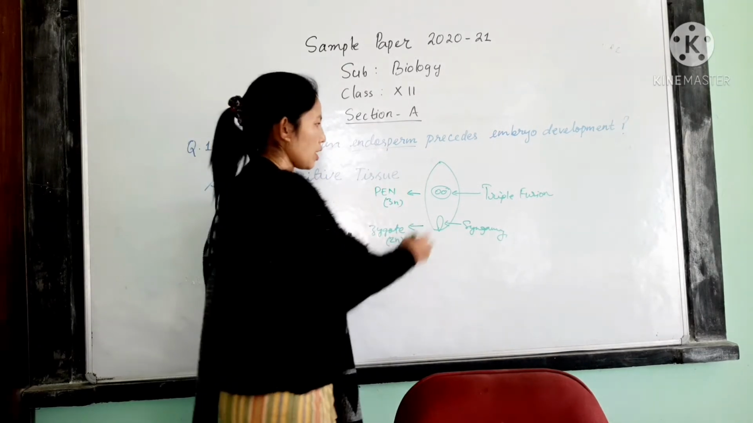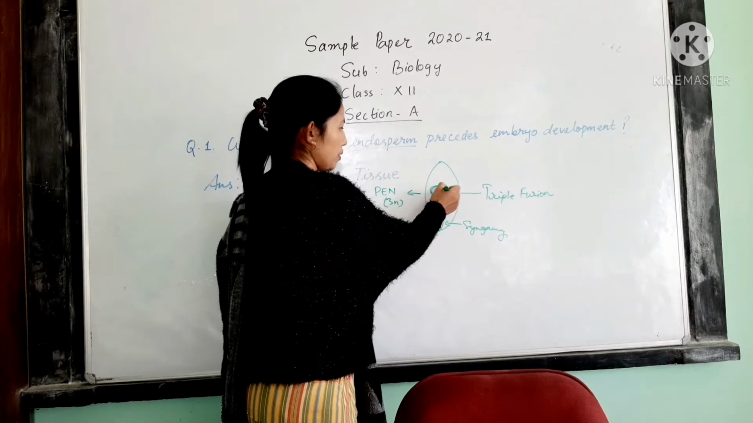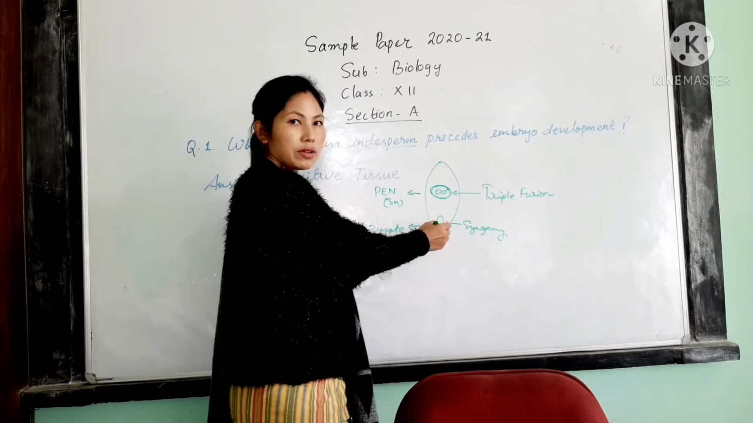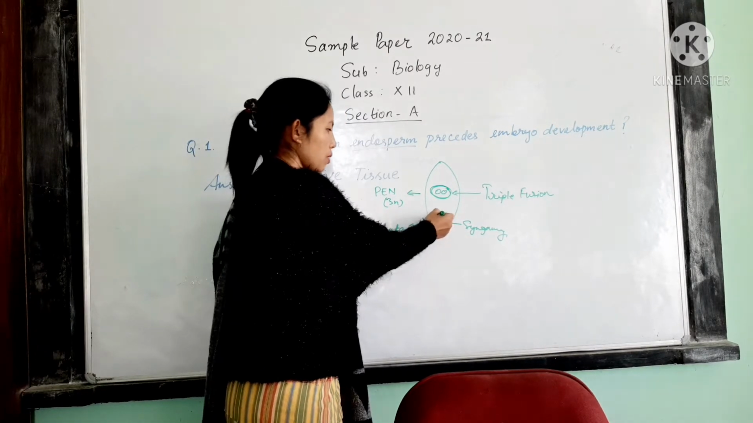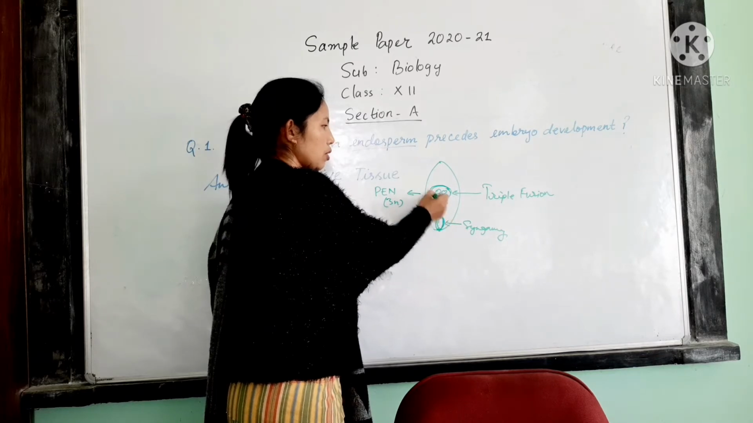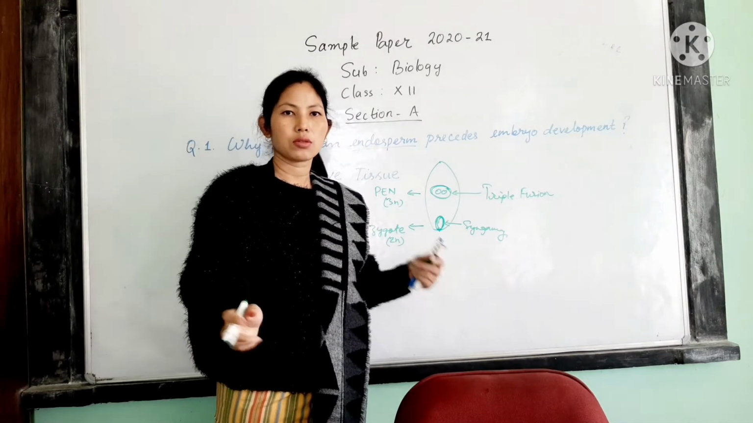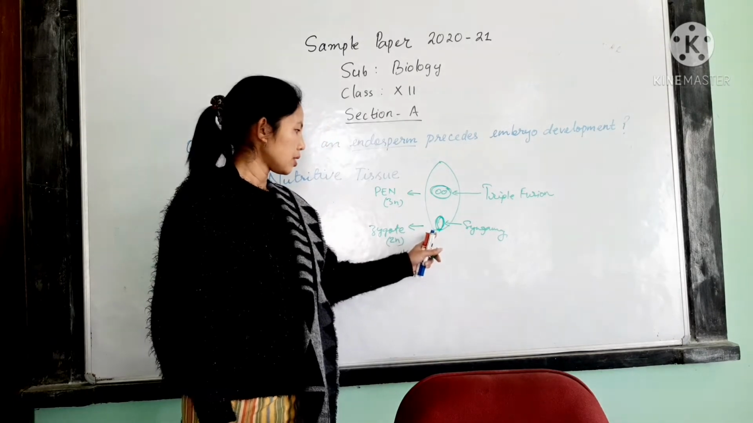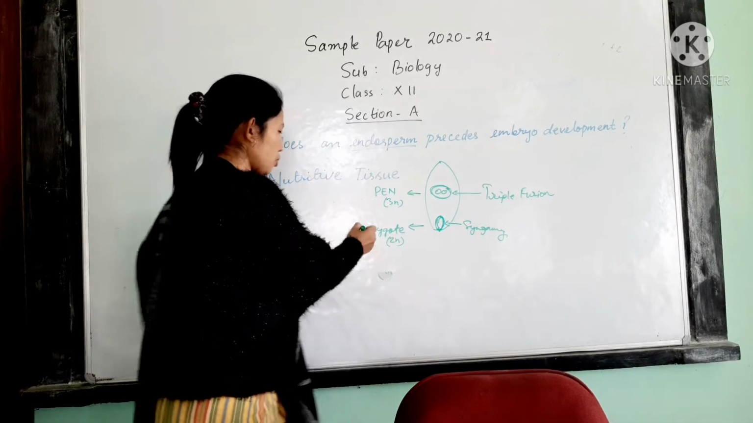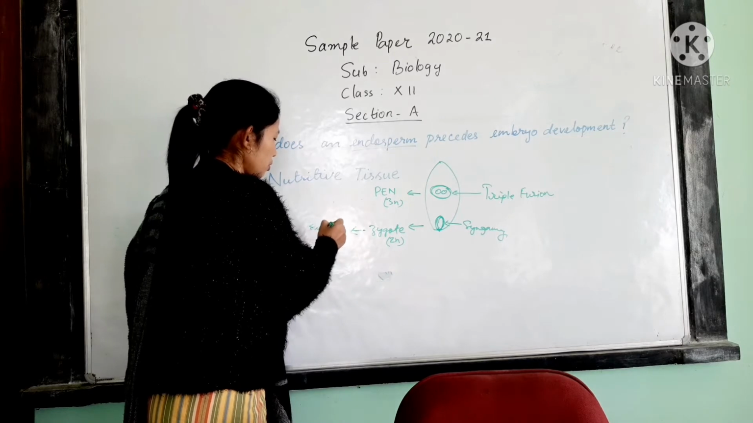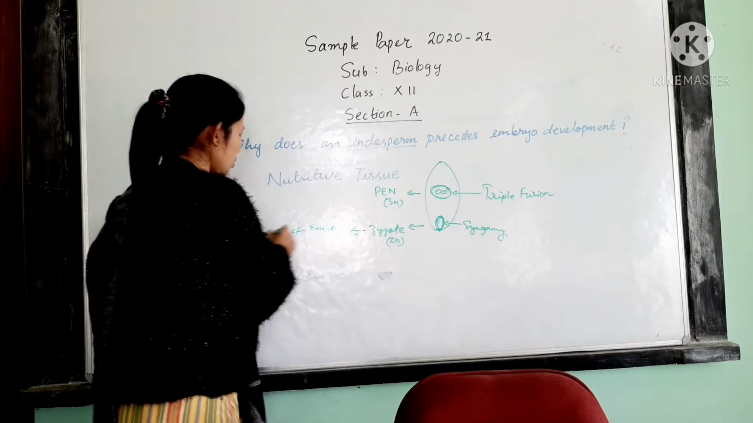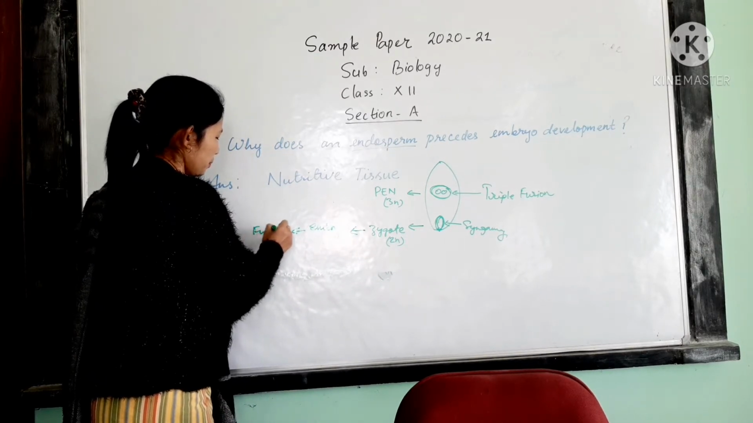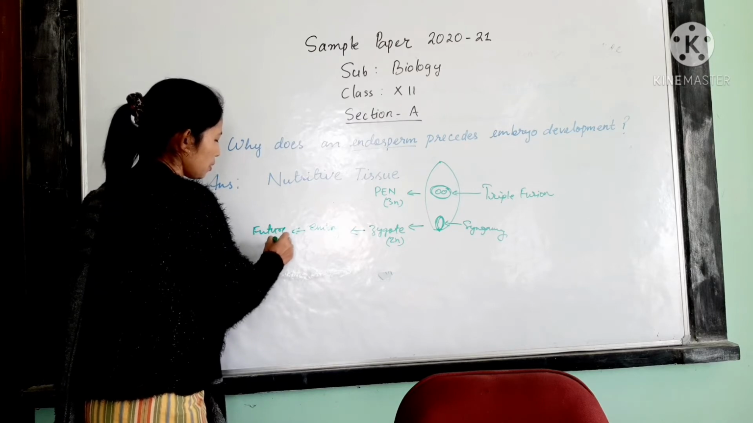The question is why the endosperm development precedes embryo development. Precedes means before. Why, before the development of this embryo, does endosperm development take place? To understand this, this zygote is going to become the embryo, and this embryo is our future plant.